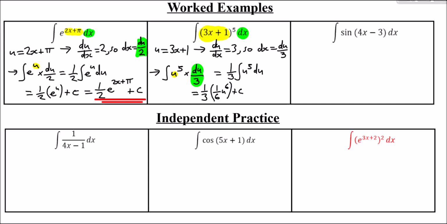But of course, we weren't talking about u initially, were we? So I'm going to try and move this now. I've not left myself enough space, which is a bad habit of mine. I never seem to learn. But now, 1/3 times 1/6 is just 1/18. u was 3x plus 1, so replace u with what u actually is in terms of x. That's to the power 6, and then plus c.